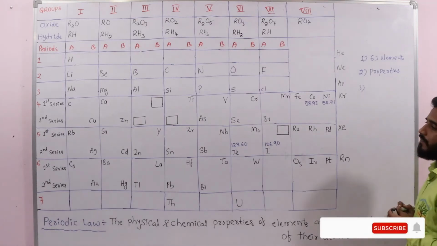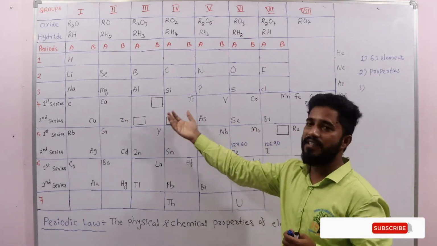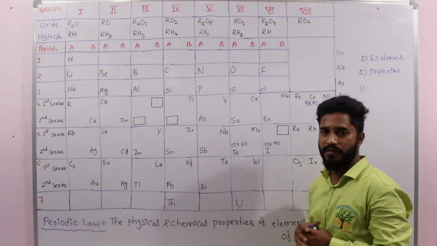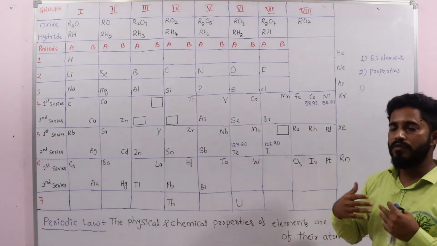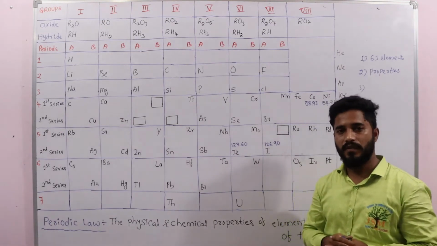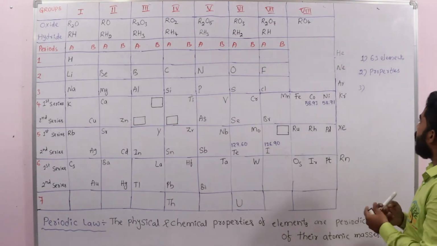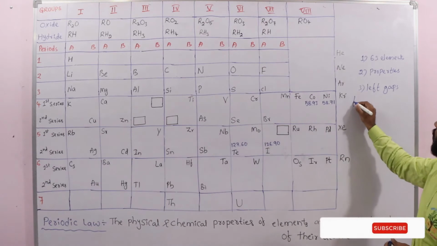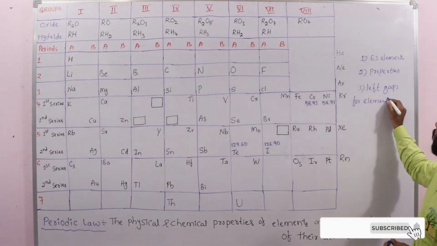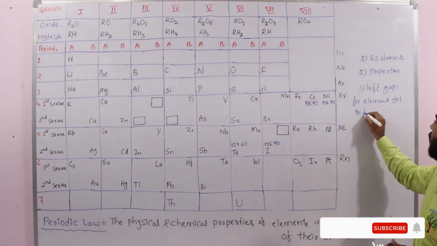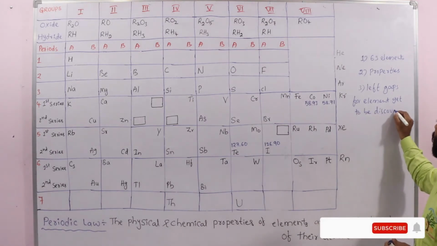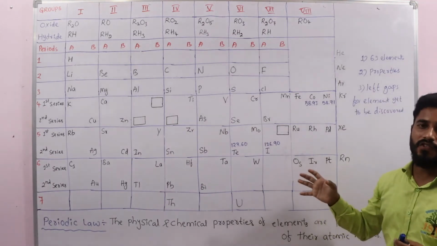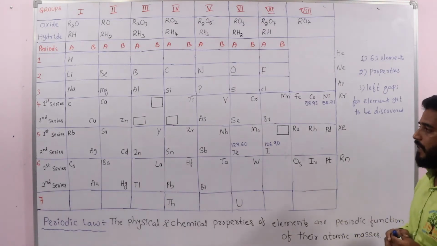The third merit: he left some gaps for the elements yet to be discovered. He left some gaps here for unknown elements, which were going to be discovered later. This is the major achievement of Mendeleev and an advantage of Mendeleev's periodic table.